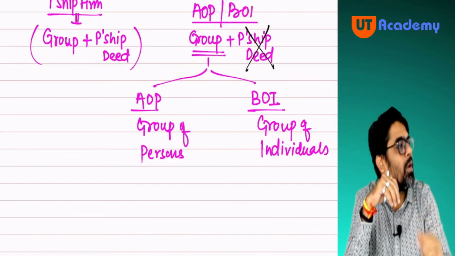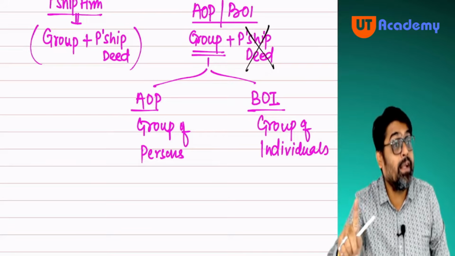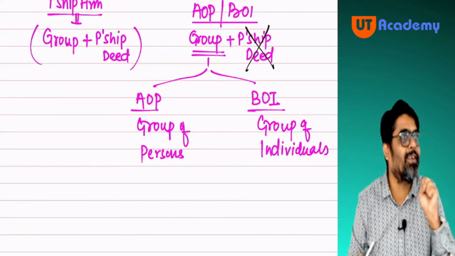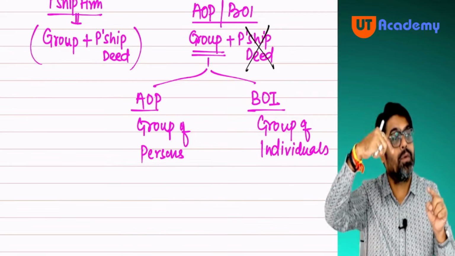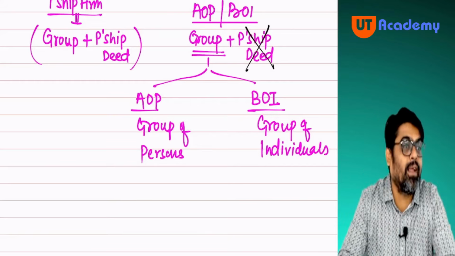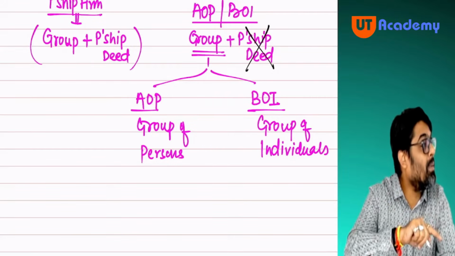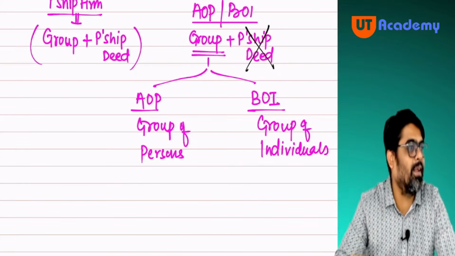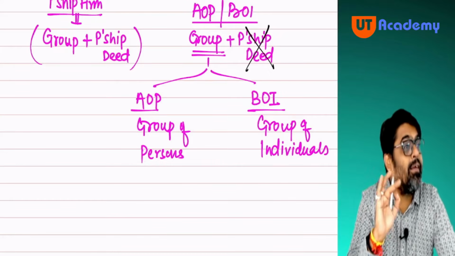Body of individuals means it is a group of only individuals. And association of persons is a group of persons. Do you know the definition of person? Section 2, subsection 31. 1, 2, 3, 4, 5, 6 and 7. How many categories are there? 7. So anyone out of those categories can be a member of AOP. Anyone out of those 7 categories can be a member of AOP, because AOP is a group of persons, 1 to 7. Yes or no? And only individuals can form BOI. Only individuals can form BOI.